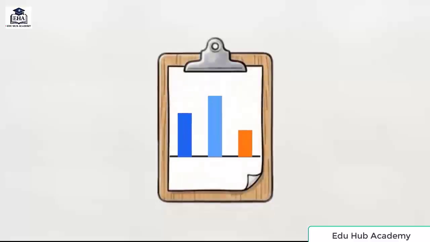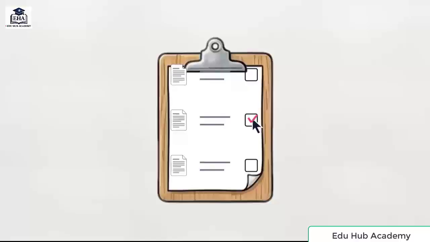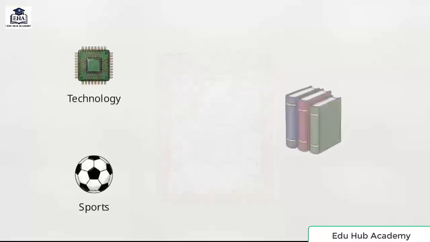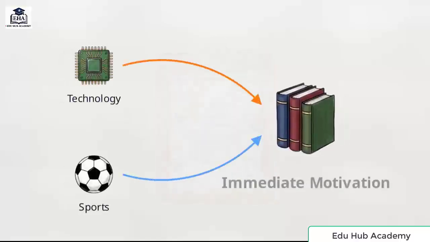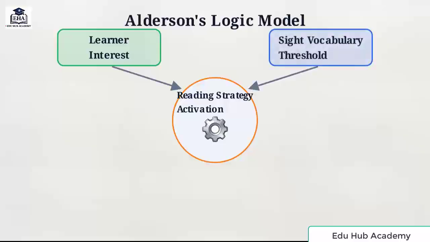used. Aligning text selection with the reader's existing interests is a data-driven process. An interest inventory at the start of the term identifies what students already read in their native language, such as technology or sport, process text automatically. Without this recognition, the student cannot focus their mental energy on higher-level strategies like skimming or predicting.